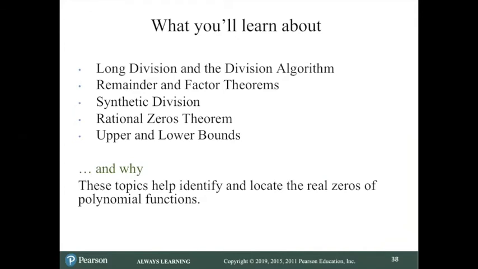So the first thing we're going to look at is long division and the division algorithm. Then we'll look at the remainder and factor theorems, which are very closely related. We'll look at synthetic division, which is like a shortcut for long division, but it only works in some cases. Then we'll look at the rational zeros theorem, and that's where we'll actually start being able to solve some of these types of questions. And then lastly, we'll look at how do we know that we have all of the zeros. We'll look at upper and lower bounds of the zeros.